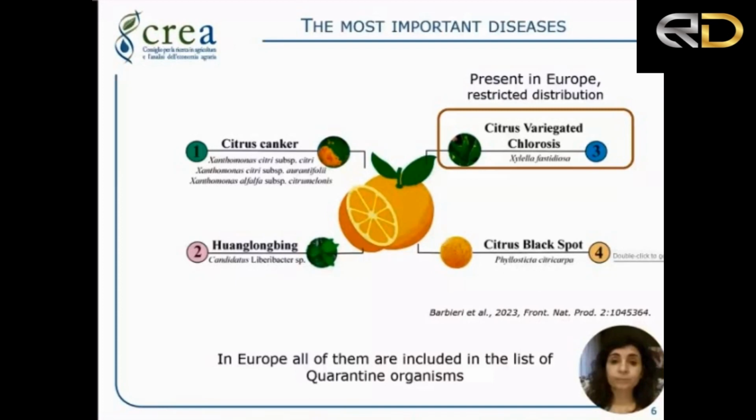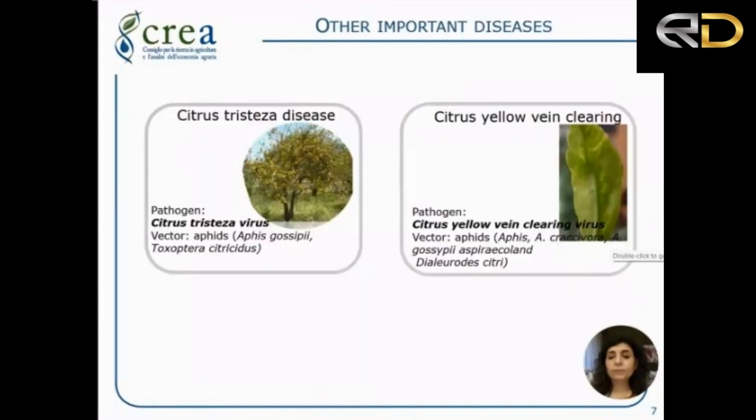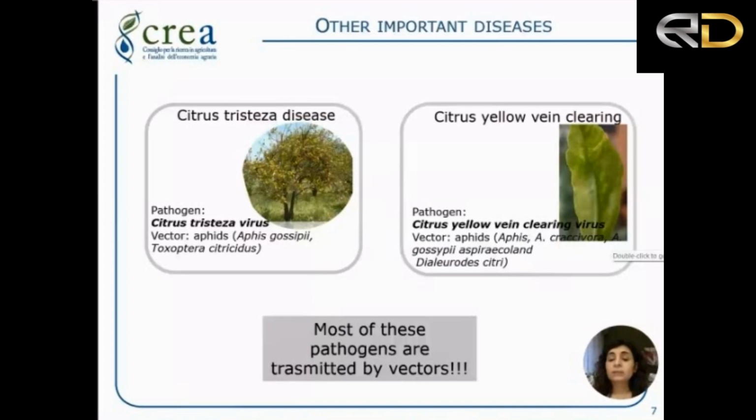Other important diseases include citrus tristeza disease, which is transmitted by citrus tristeza virus. This virus is transmitted by vectors, aphids especially, Aphis gossypii and Toxoptera citricidus. Another important disease is citrus yellow vein clearing, still not present in Italy and in the Mediterranean area, but present in Pakistan, in Turkey, and recently also in California. Also, this virus is transmitted by aphids, and this is the demonstration that most pathogens of citrus diseases are transmitted by vectors.